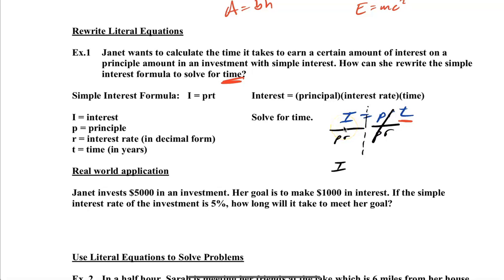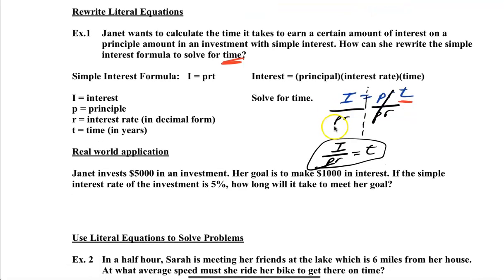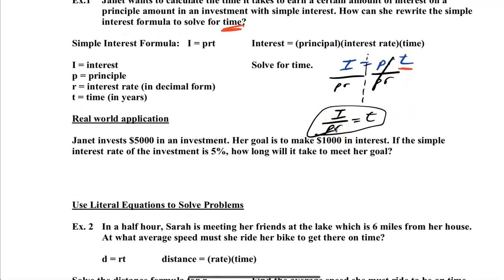I over PR equals T. And that's our new equation that we rewrote for time. That's the idea. And now you could use your answer. There's our answer. And now we can use our answer to solve an equation.